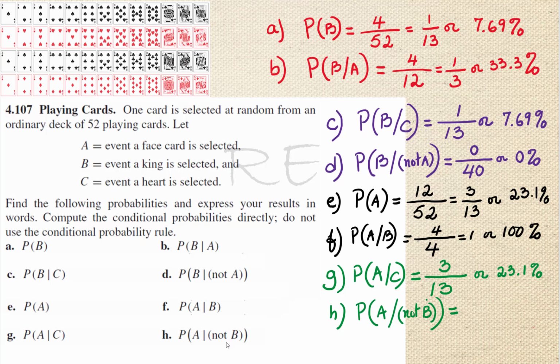The probability of getting a face card, given that the card is not a king. We subtract the number of kings from 52, we get 48 cards. Well, without the 4 kings, the number of face cards is 8. Therefore, it's 8 over 48, which when divided by 8 is 1 over 6, or 16.67%.